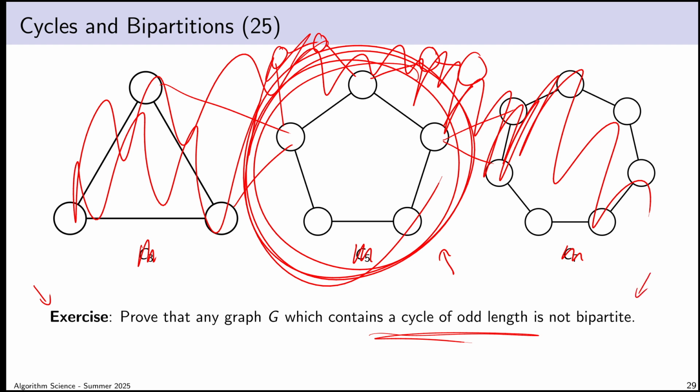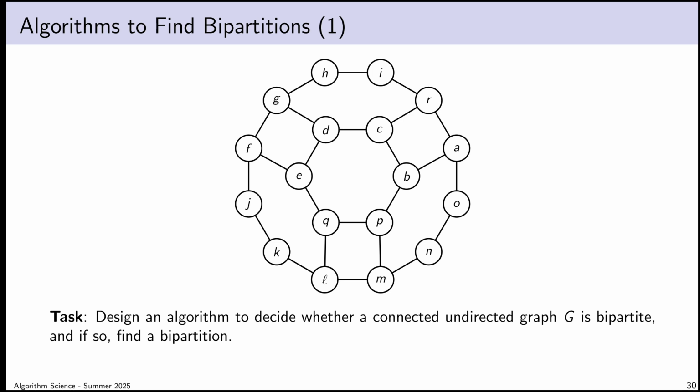Before I get to that result, which I think is really powerful for tons of different reasons, I want to talk about algorithms, because it turns out that's actually a result we can prove with the aid of an algorithm. Okay, so our task is to design an algorithm which takes a connected undirected graph and decides whether or not it is bipartite. And if it is bipartite, find a bipartition.